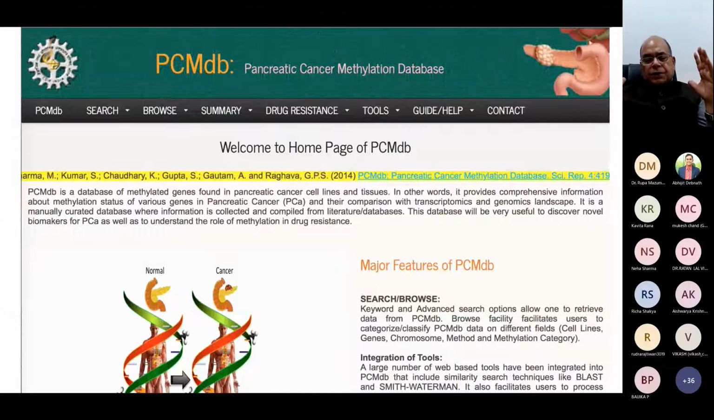I would like to state here that all the work and all the databases are published in reputed journals. It means they are peer reviewed. It's not that we create some database and somebody will question whether this database is valid or not. So we create the database, we maintain the international standards, and after that we publish it.